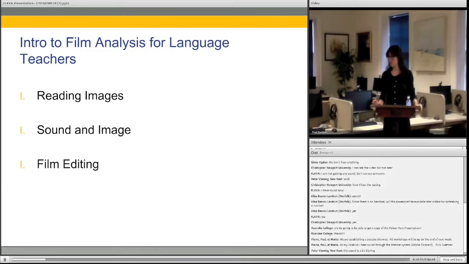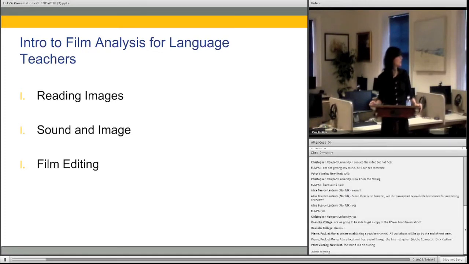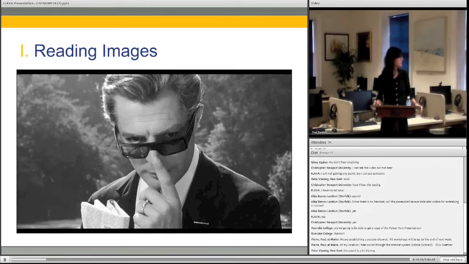So here we go. Our three sections that we're going to be dealing with today are reading images, and we'll talk more about what that means, the reading of images, sound and image, and then editing.